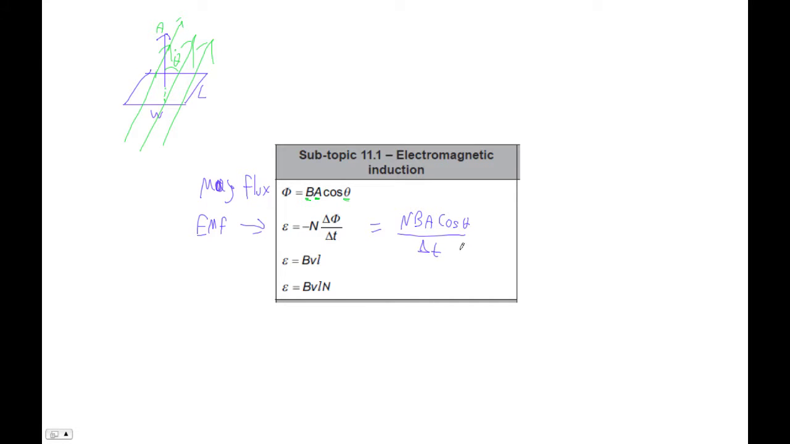It's like National Basketball Association, NBA. And remember, this gets tricky. The safest thing is to say that it's the number of windings in the coil times BA cos theta minus BA cos theta, because they could give you a problem where the area changes and the magnetic field changes. Then divide that by the time, and that'll give you the EMF on this thing.